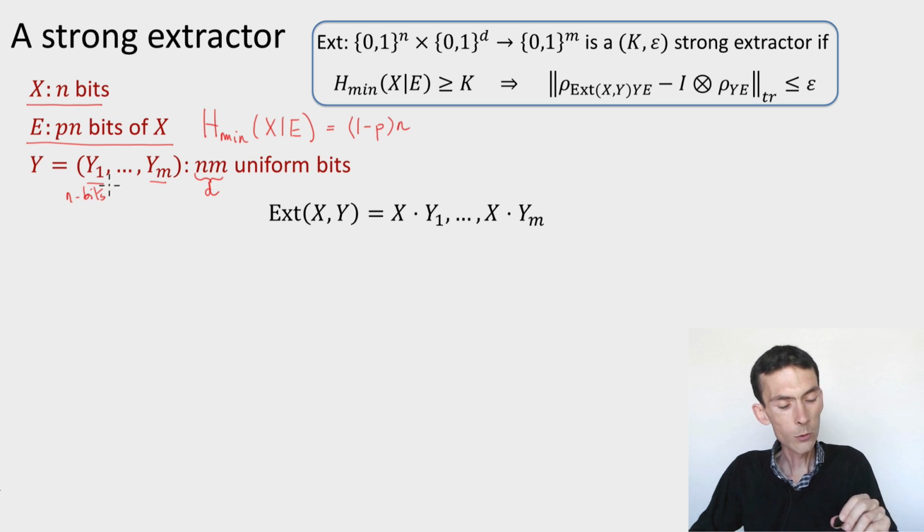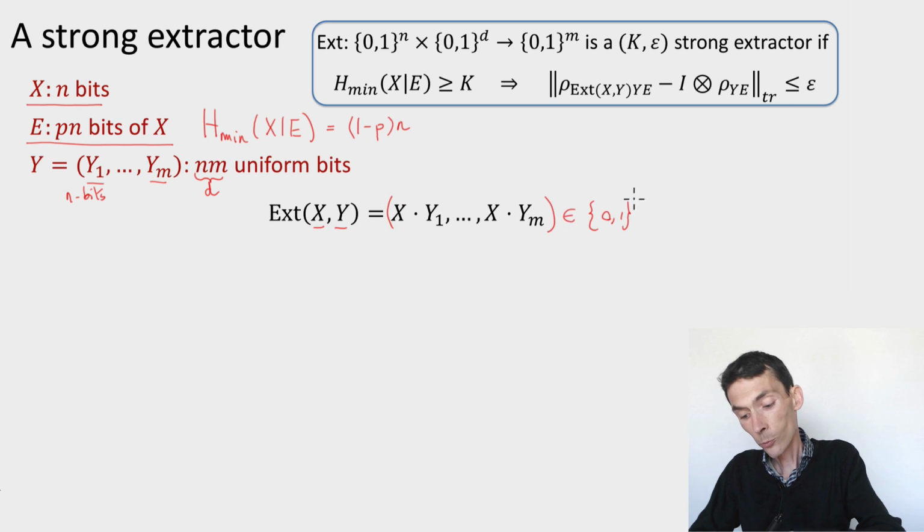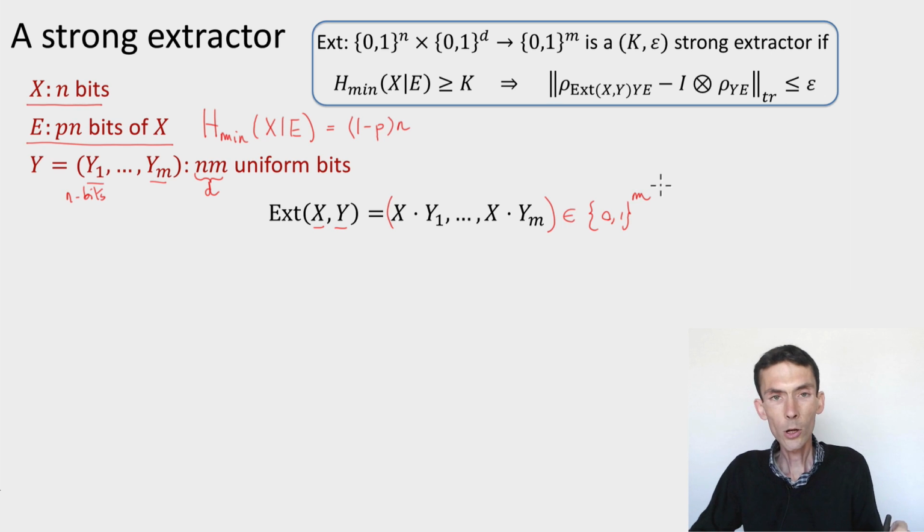So y1 has n bits, ym has n bits, and the extractor on input the source and the seed will output m bits obtained by taking the inner product of the source x with the first part of the seed y1, and then the inner product of the source with the second part of the seed y2, etc., up to the mth bit. Our goal is to show that as long as m is not too large, then this is uniformly distributed, conditioned on both the side information and the seed y, because we want to show that this is a strong extractor.